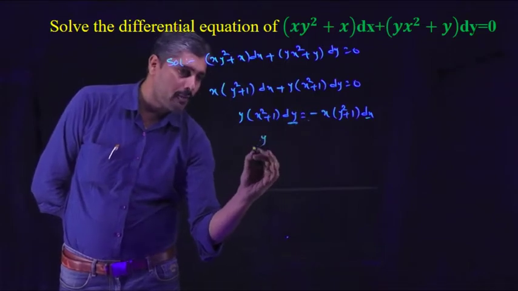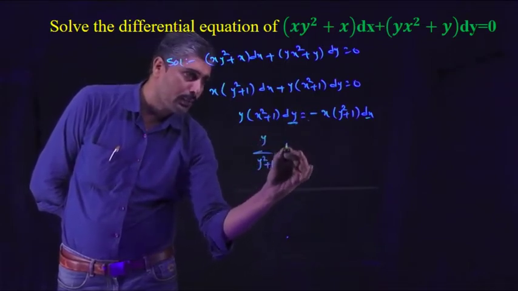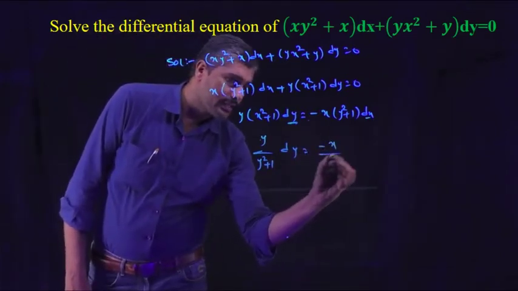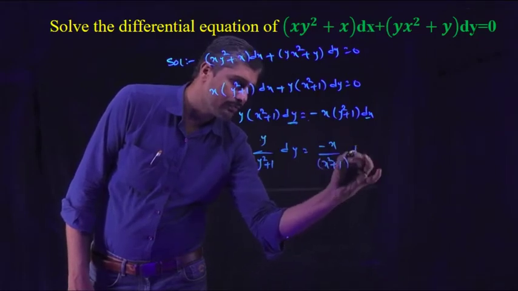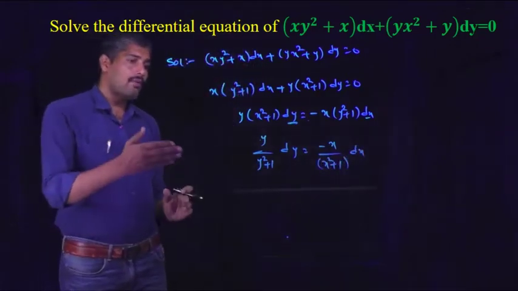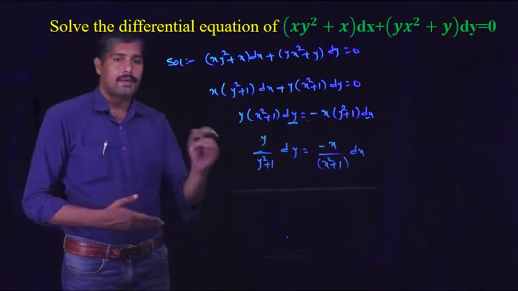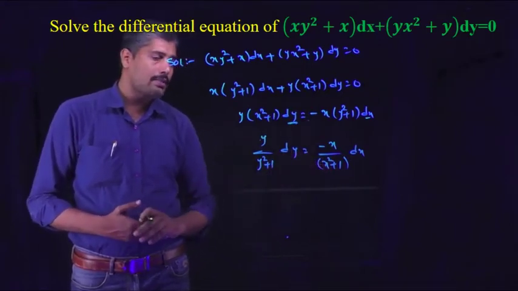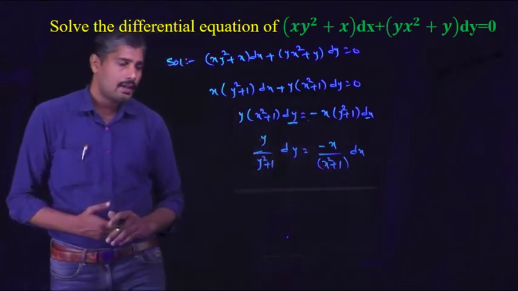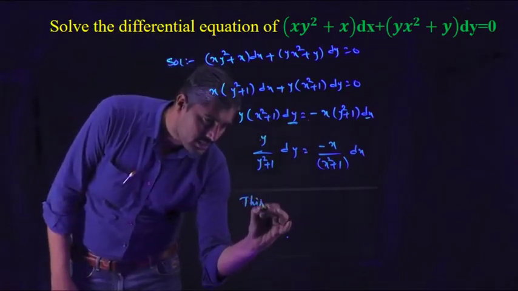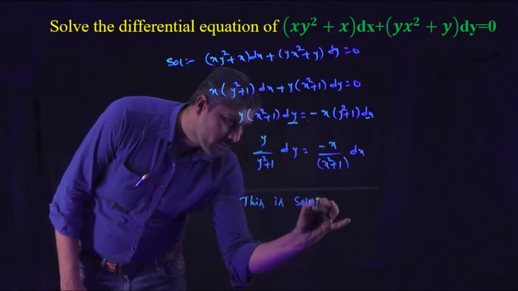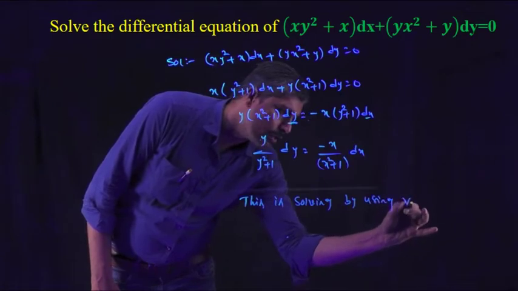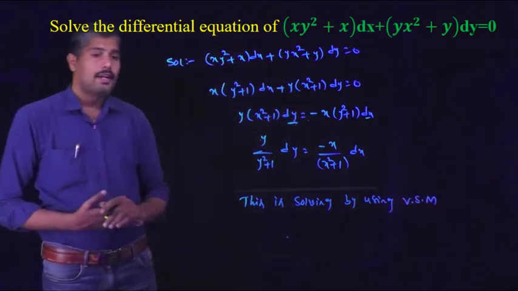Then y by (y² + 1) dy equal to minus x by (x² + 1) dx. Right? Here y by (y² + 1) dy equal to minus x by (x² + 1) dx. Right? Clearly here y terms are on one side and x terms are on one side. This is solved by using the variable separable method. Right? Integrating on both sides.